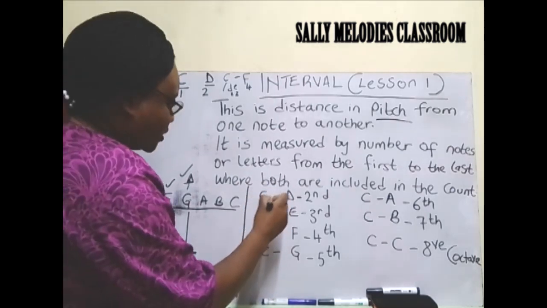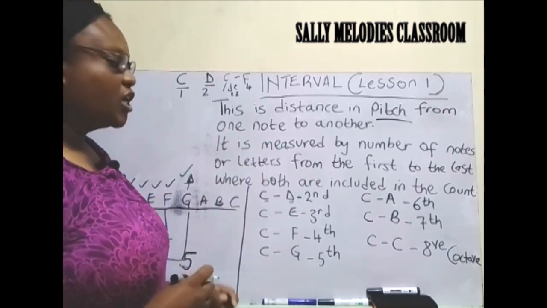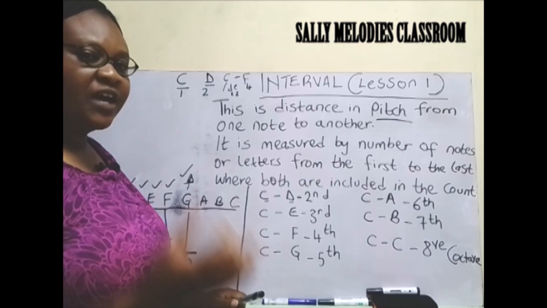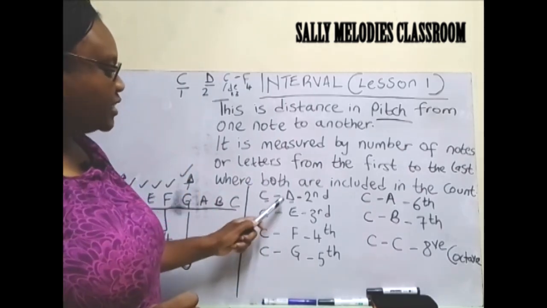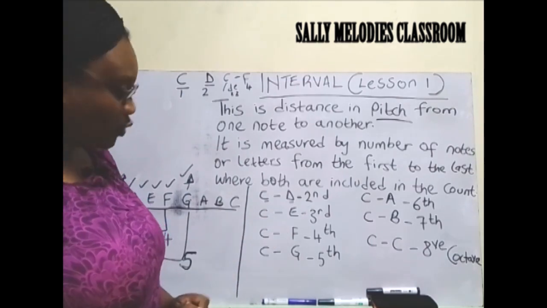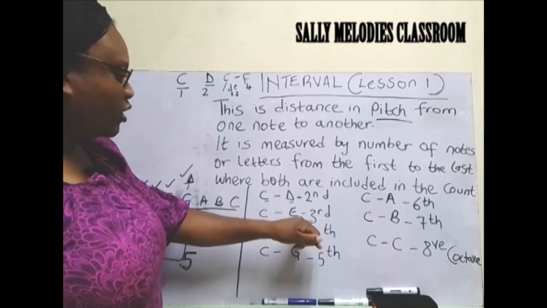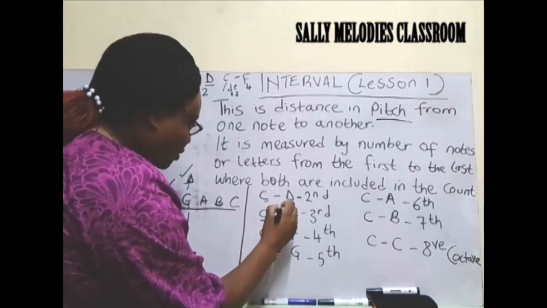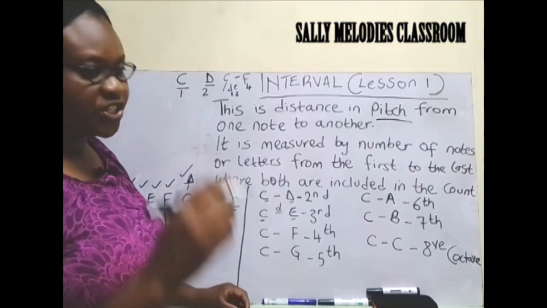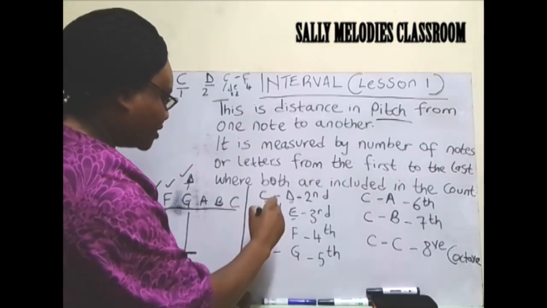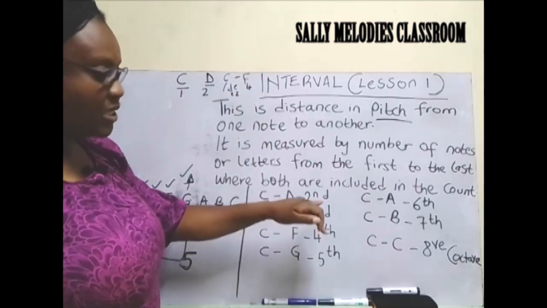So from C to D, that is an interval of a second. We have 2 notes. We have C, we have D. Those are 2 notes. So the interval is the interval of a second. From C to E, it is an interval of a third. Because in between here, we only have one letter or one note, which is a D. So if you count, you will see 1, 2, 3. So the interval between C to E is a third.